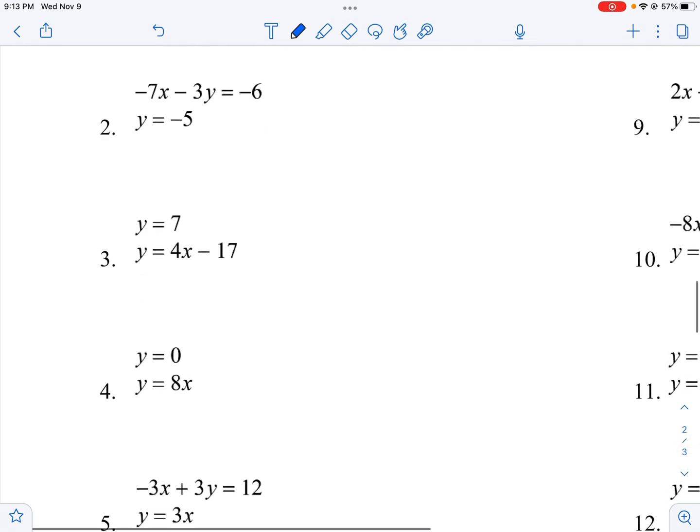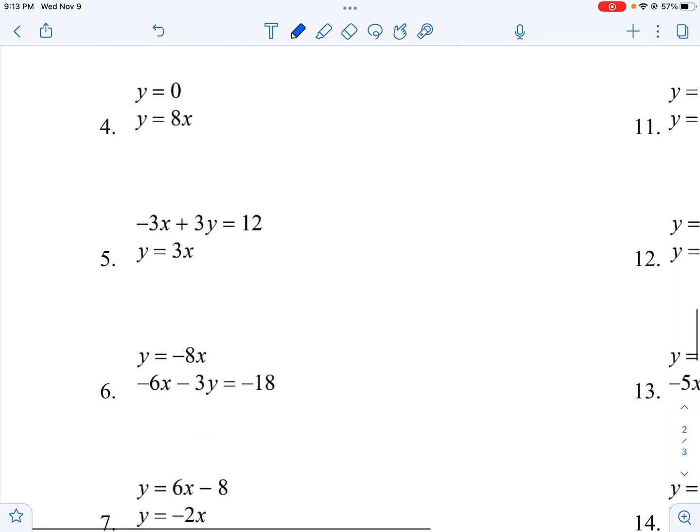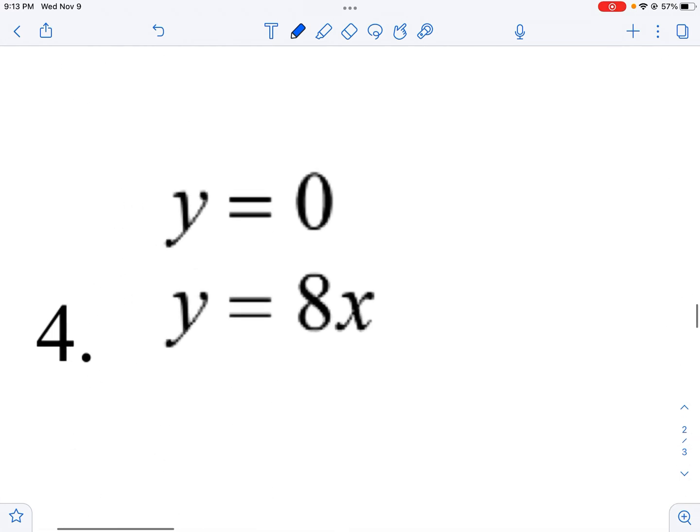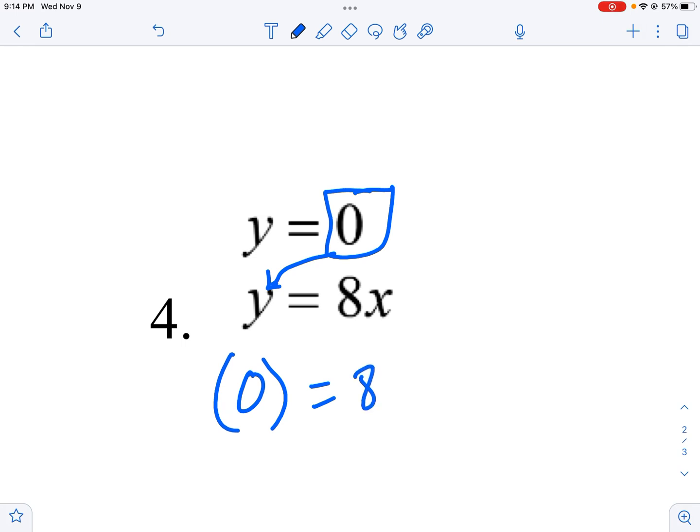So to show you how it works, I'm going to jump to a couple of these and show you what it looks like. So like this one here, if we go to 4, our first one says y equals 0, and then I have y equals 8x. I can take this 0 and put it in the y spot of my other equation here. So I'm going to put 0, in parentheses, equals 8x. And that's it. That's all you have to do. You substitute it into the other equation.